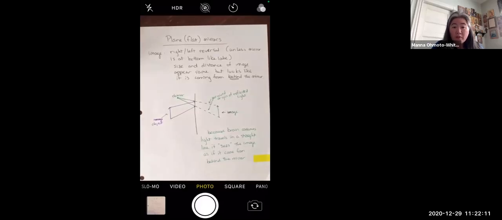So for the first example of reflection, we're going to be looking at mirrors, and we're going to be looking at plane or flat mirrors. These are the mirrors that we usually use in real life. And when we use them, this should all be familiar to you, there's a right-left reversal, meaning that if I raise my right hand, in the mirror, it looks like the person is raising their left hand.